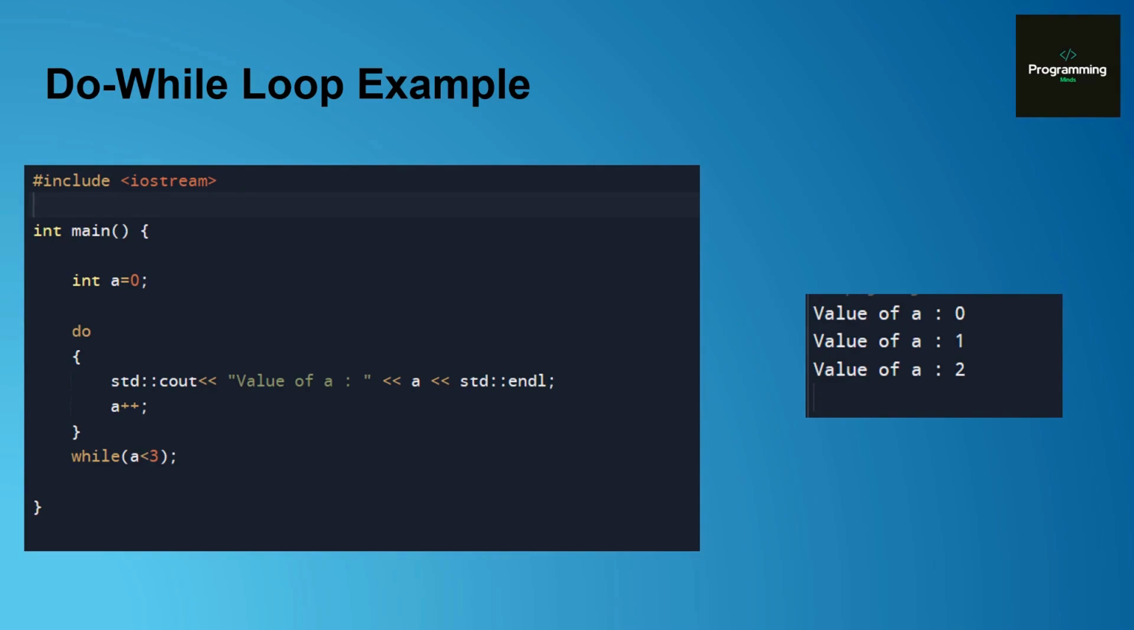Now I have taken the same example for printing the value of a. The only difference in the do while loop is that I am printing the value with the same condition, and the condition is used at the end.